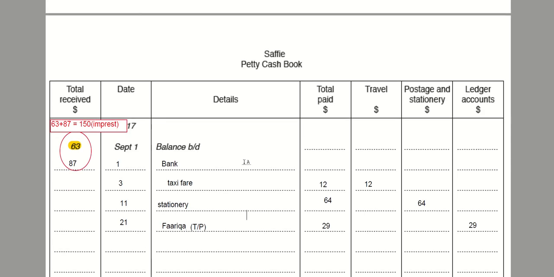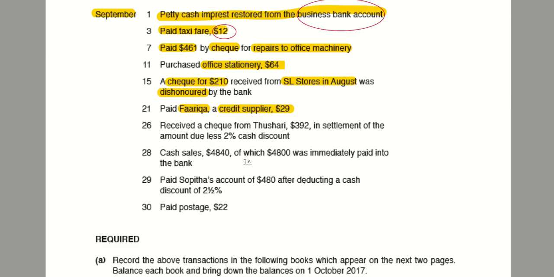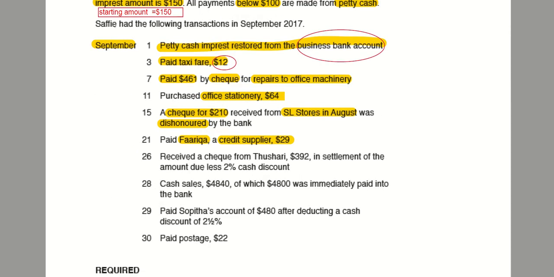Normally you pay your payables by check, but sometimes if there is a small amount owing, you can just give them cash, so that's what's happening here. You are paying $29 in cash to this trade payable, and it is ending up in the petty cash book. Next one, after the 21st, we have the 26th. We are receiving a check.